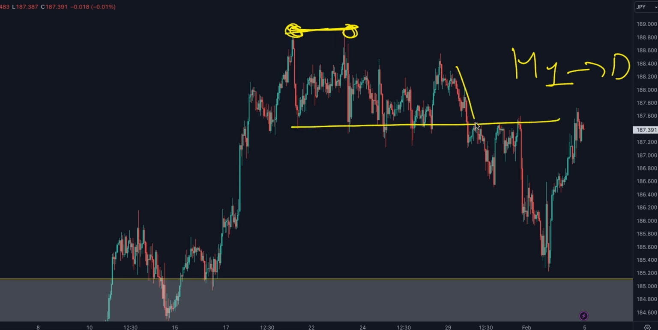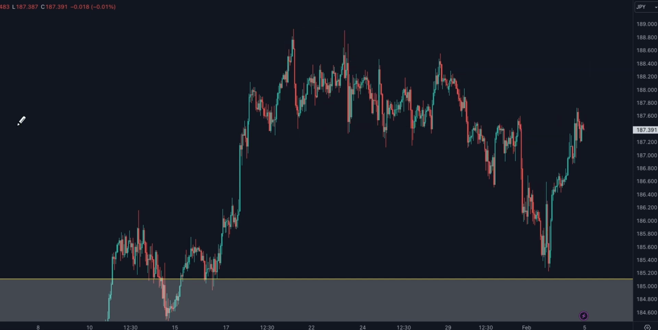It came down, broke out of the neckline, retested again, then almost collapsed, and now it is testing the same neckline of the double top again. You can see this is perfect price action and clear horizontal support and resistance, and these are the best thing for a beginner trader.